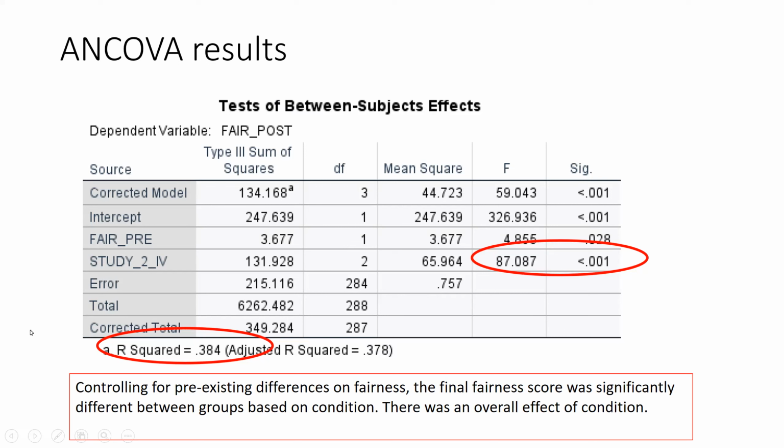So we could say that controlling for pre-existing differences on fairness, the final fairness score was significantly different between groups based on condition. That's controlling for pre-existing differences on fairness. And there was an overall effect of condition. Again, we could follow this with post hoc tests, but I'm not going to demonstrate that here.